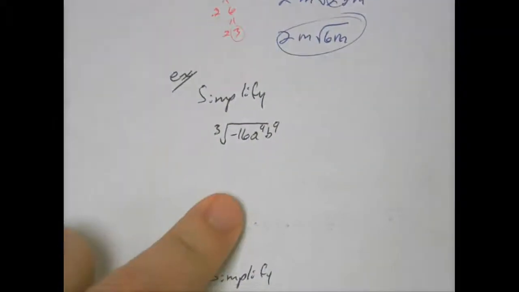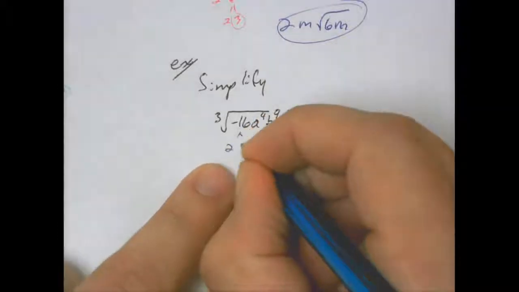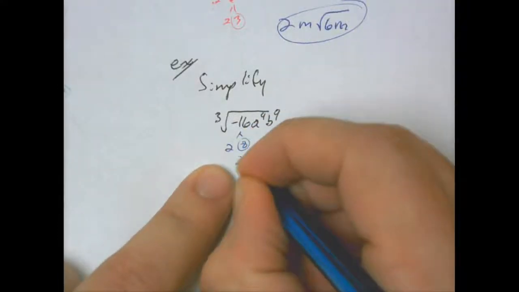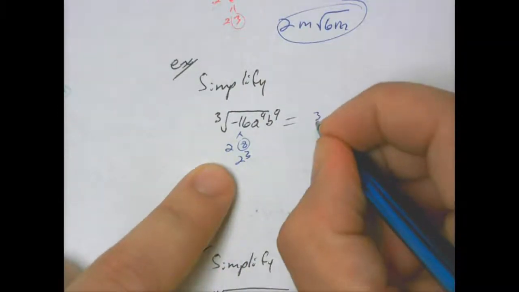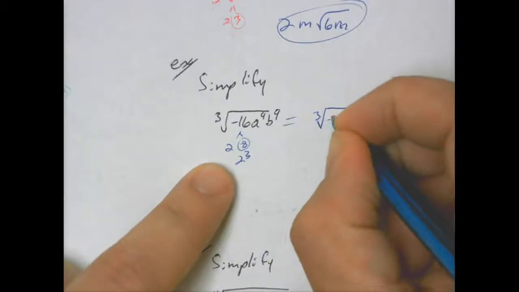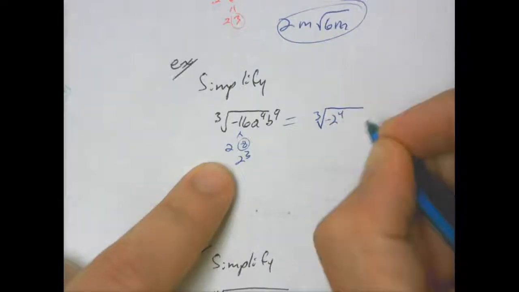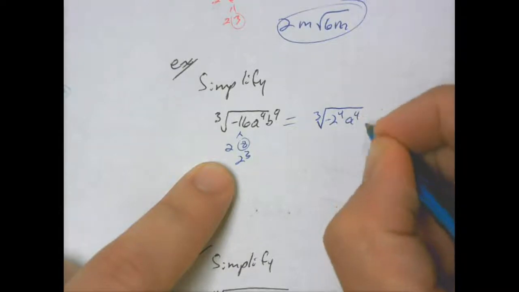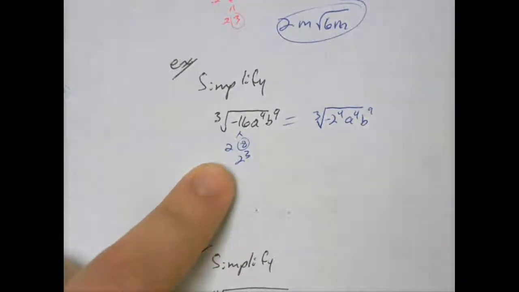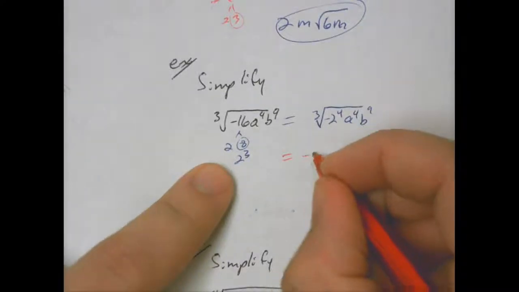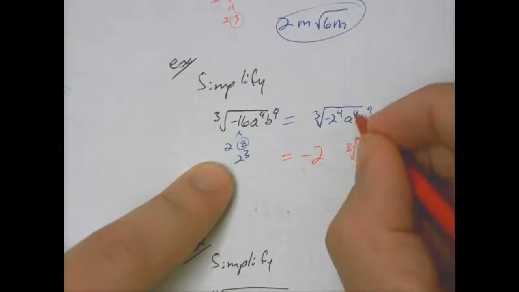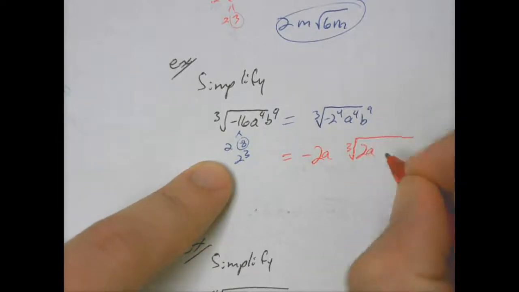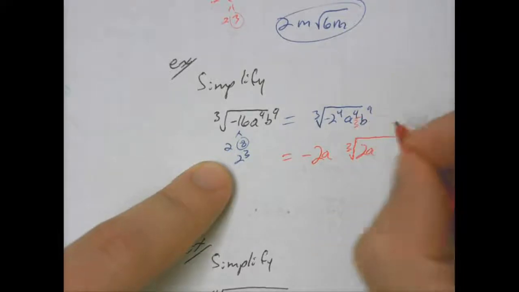All right, looking at this one, cube root. 16, so 16 is 2 times 8. 8 I know is 2 to the 3rd, so this is 2 to the 4th. So the cube root of -2 to the 4th, a to the 4th, b to the 9th. So if I divide these things out, I can bring out a -2. I have a 2 stuck on the inside. A to the 4th, so I can bring out an a, and I have an a stuck on the inside since 4 divided by 3 is 1 with a remainder of 1.